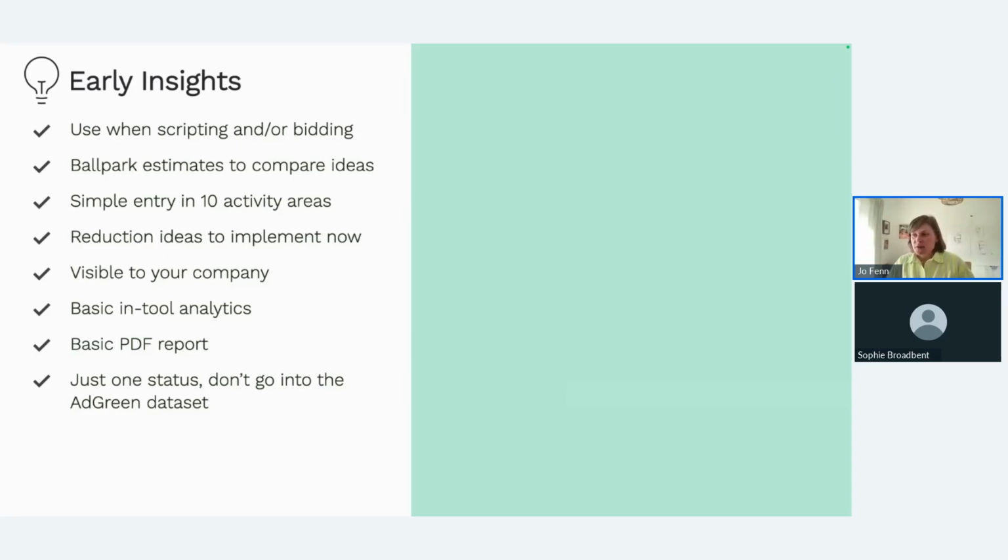It's visible to anyone at your company. There are basic in-tool analytics, so a pie chart and some numbers to accompany that. There's a basic PDF report, which I'll show you an example of in a bit. And they just have one status. They aren't in progress or finished. They are just existing as items.